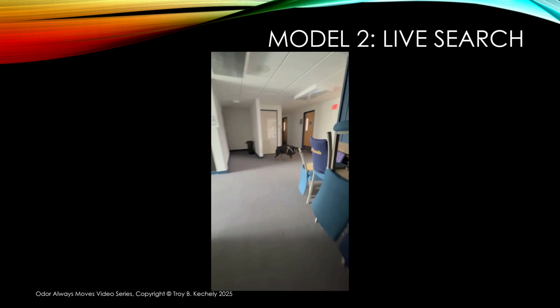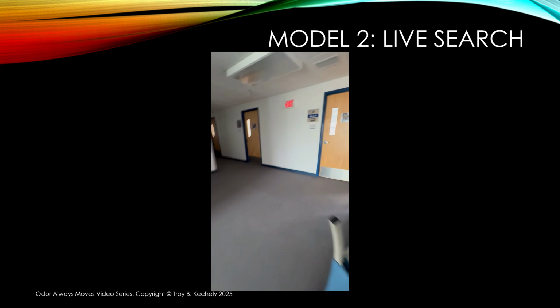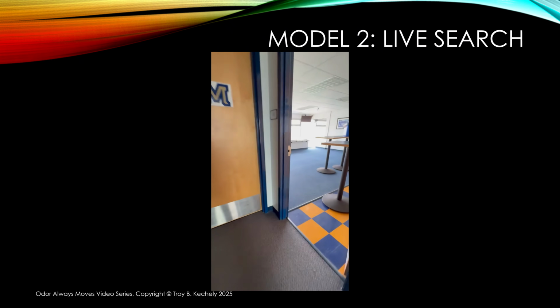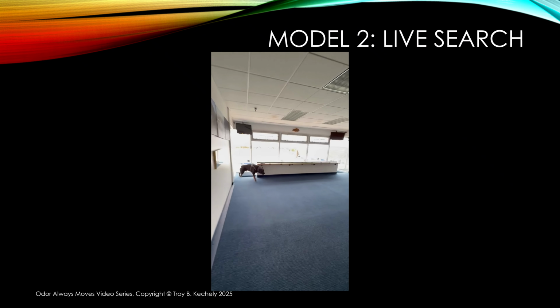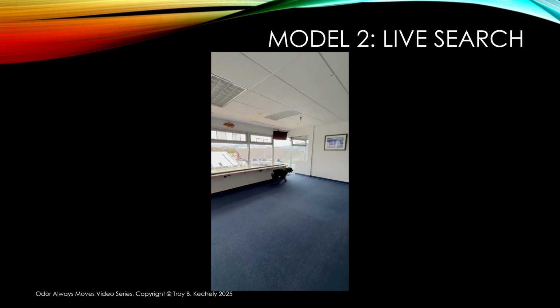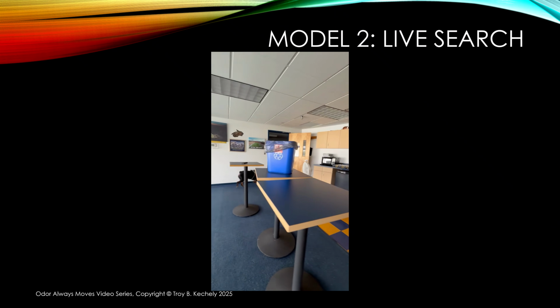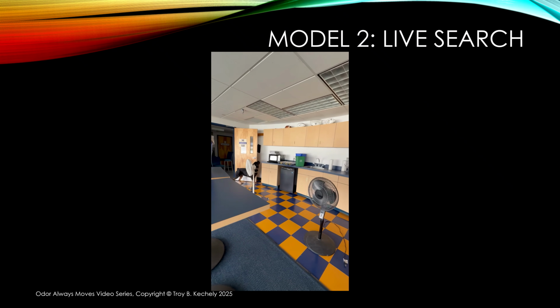So here's the live search. This is actually the second time that Dante went in the room. The first time I didn't get there quick enough to get video of him. He kind of went in and went out. And so this one had the best view of it. So he goes in, he goes immediately over to that corner, but then jumps back out, runs over to the back wall, and this is where he shows the most interest.